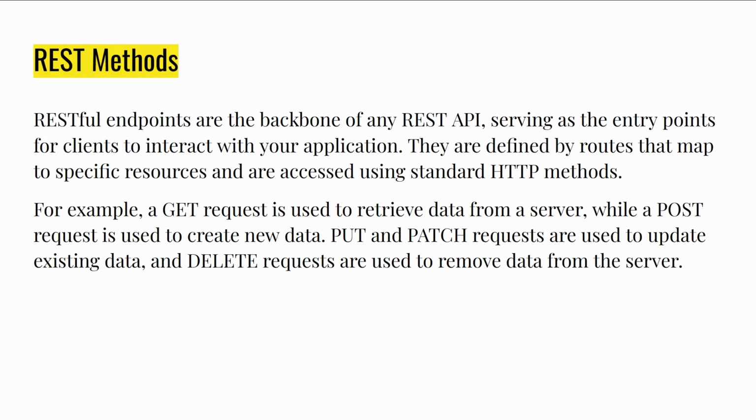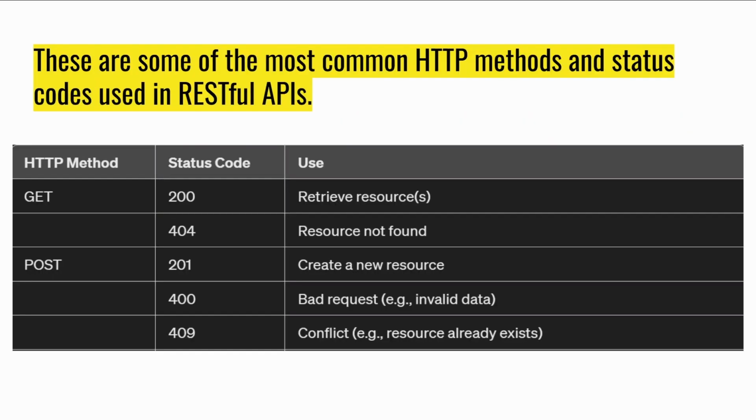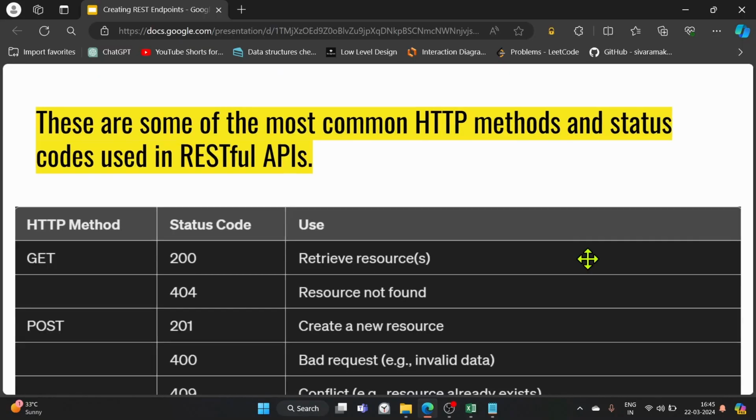For example, a GET request is used to retrieve data from a server, while a POST request is used to create new data. PUT and PATCH requests are used to update existing data, and DELETE requests are used to remove data from the server. So before we see the HTTP request structure, let us practically view how a basic HTTP request looks.